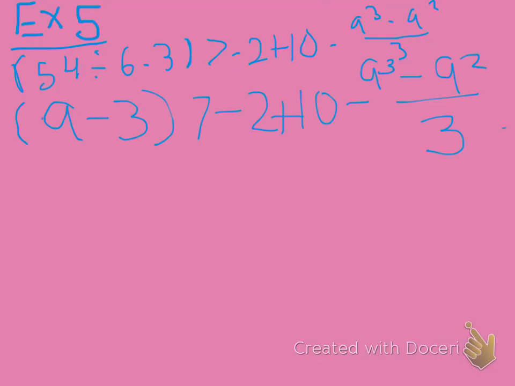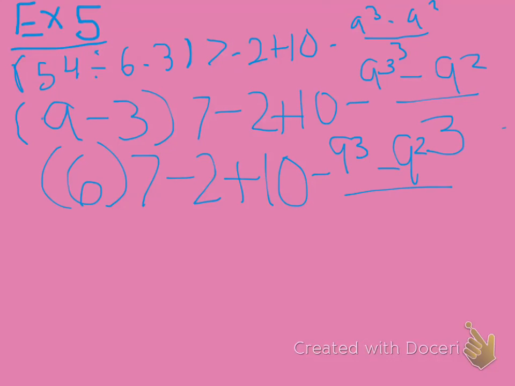Our next step is 9 minus 3 is 6. In parentheses, 7 minus 2 plus 10 minus 9 to the third power minus 9 to the second power over 3. So then we do what is next, which is the exponents. 9 to the third power minus 9 to the second power, you can just subtract the exponents and you get 9 to the first power divided by 3. Then 9 to the first power is 9, which is divided by 3.